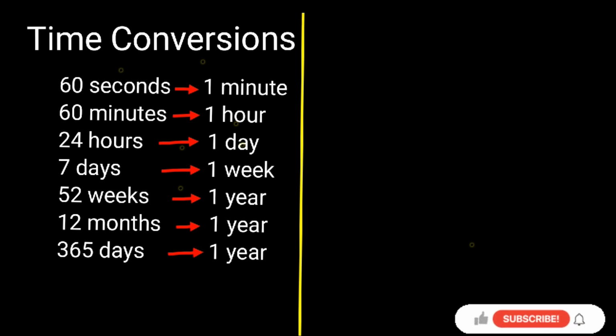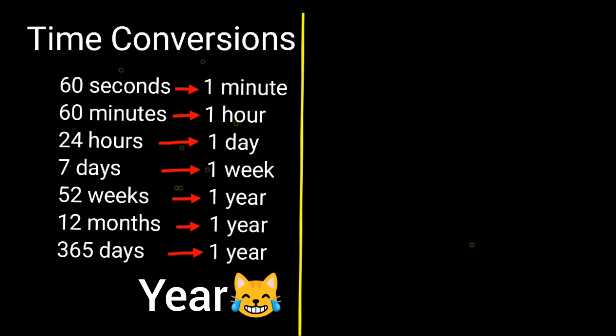In this lesson, we're going to be discussing how to do time conversions from seconds to minutes to hours to days to weeks to months and then to years. Alright, so we have that 60 seconds make 1 minute, 60 minutes make 1 hour, 24 hours make 1 day, or 7 days make 1 week.